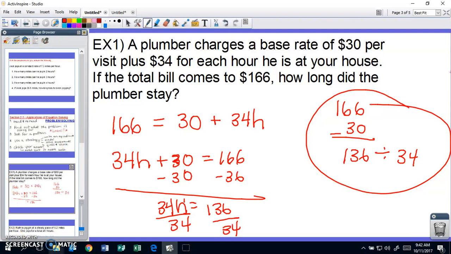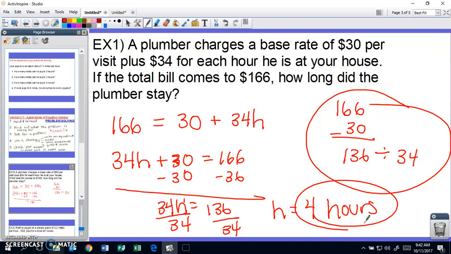Okay, so I have 34 hours, or 34 times the number of hours is going to cost me $136. So when I finish solving my problem, what does H equal? All right? 4. And don't forget to include the label. What did the H stand for? 4 hours is how long the plumber was at my house.